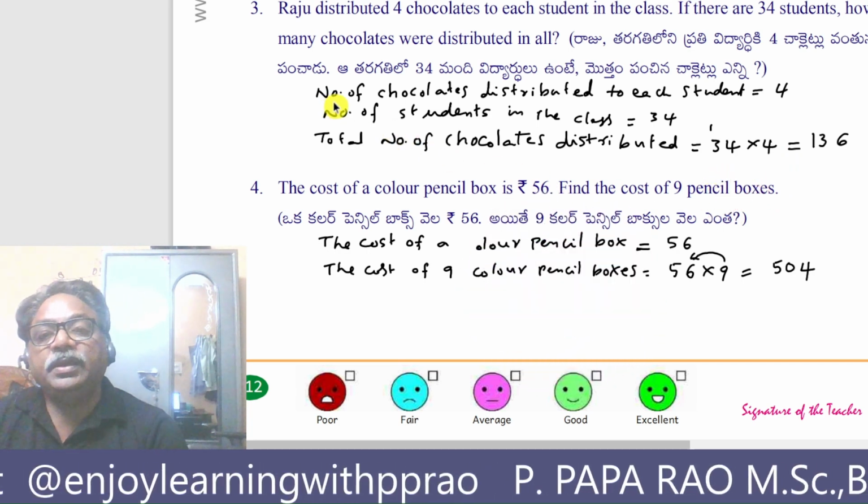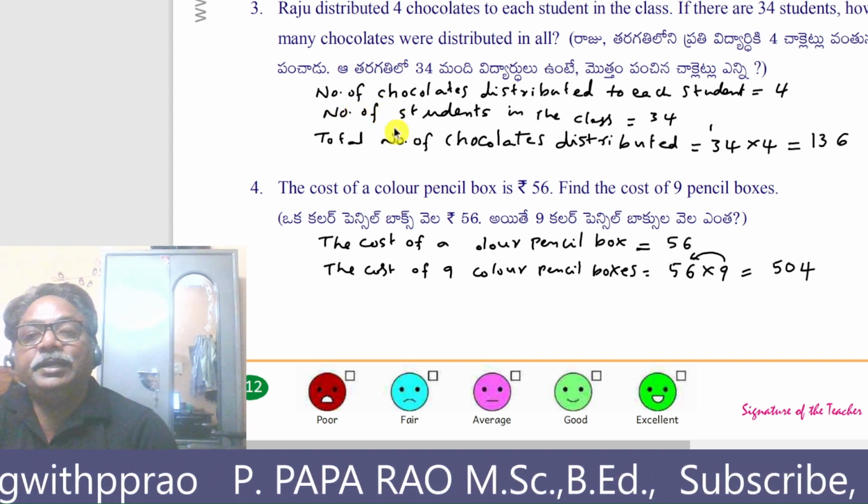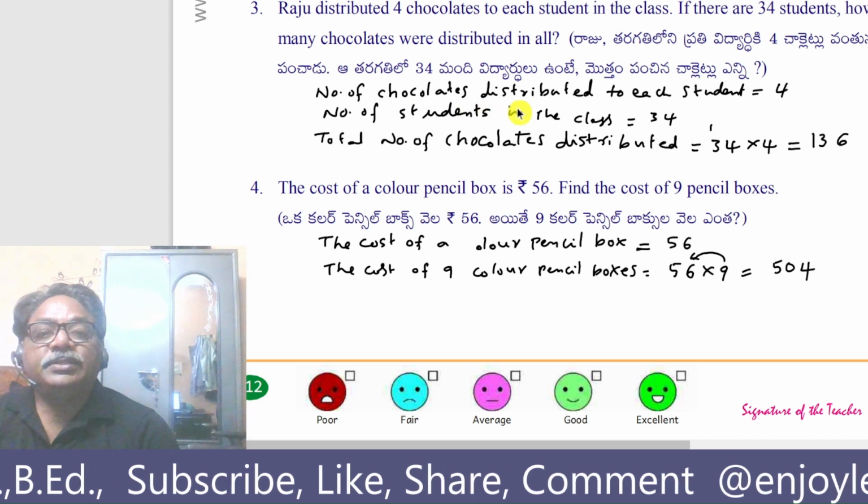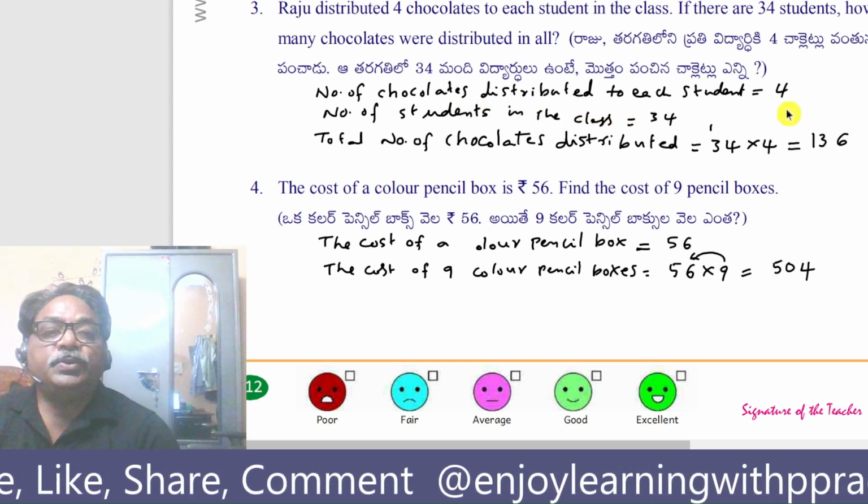Now, this sum is a word problem, so we have to write it out. Number of chocolates distributed to each student is 4.